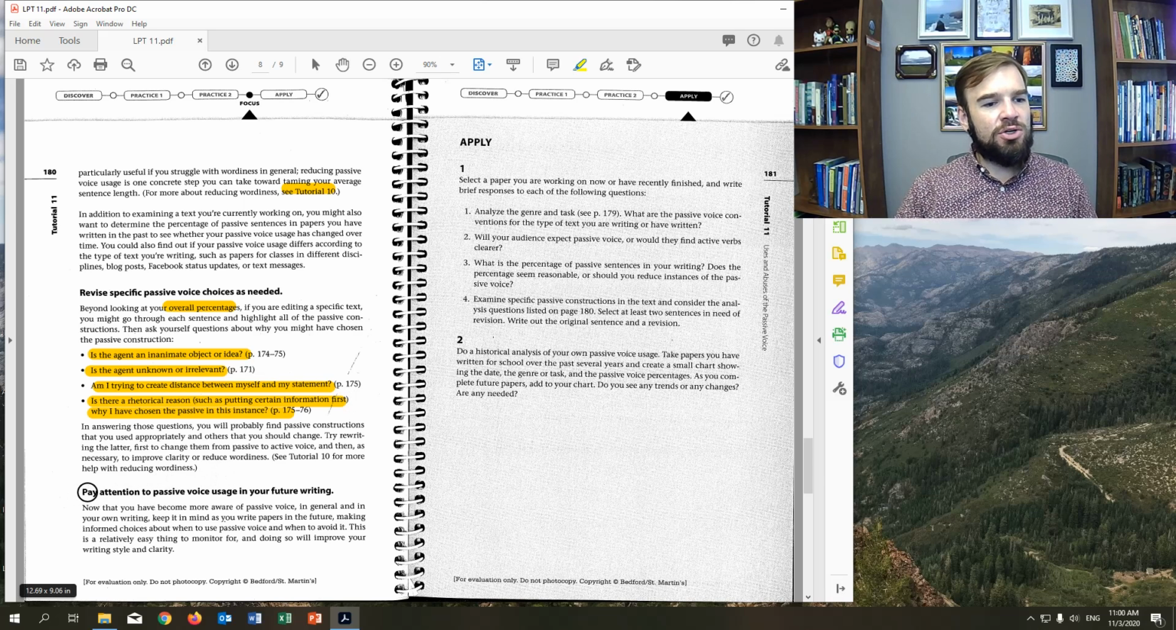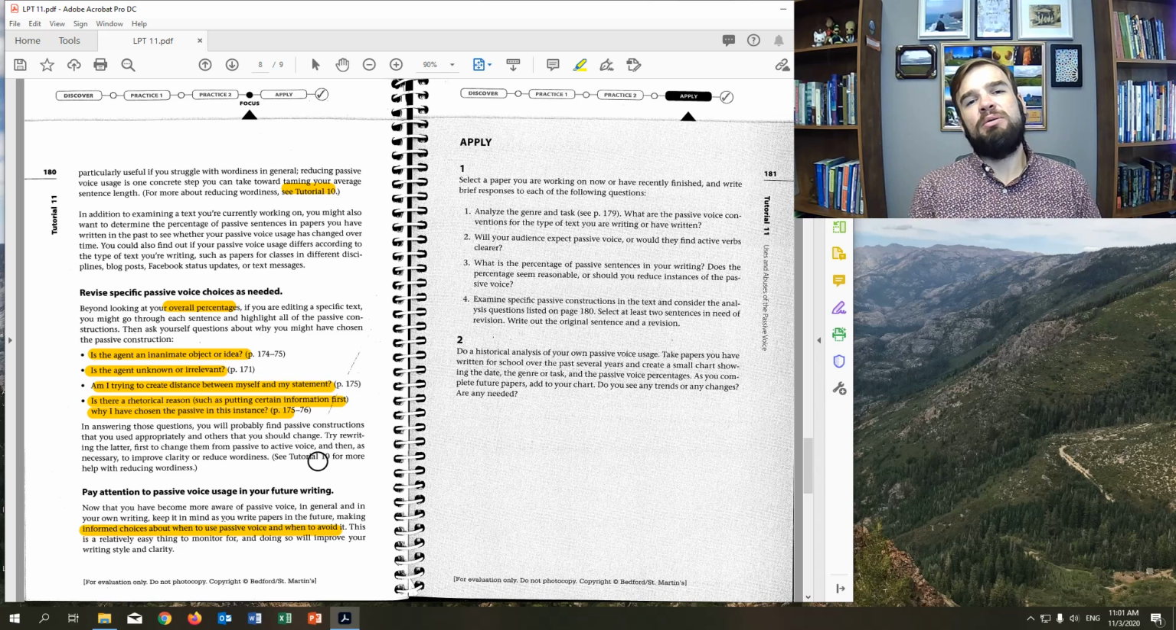Finally, Professor Ferris encourages you to pay attention to passive voice usage in your future writing. So now that you've become more aware of the passive voice, in general and in your own writing, keep it in mind as you write your papers in the future, making informed choices about when to use the passive voice and when to avoid it. This is a relatively easy thing to monitor for, and doing so will improve your writing style and clarity.